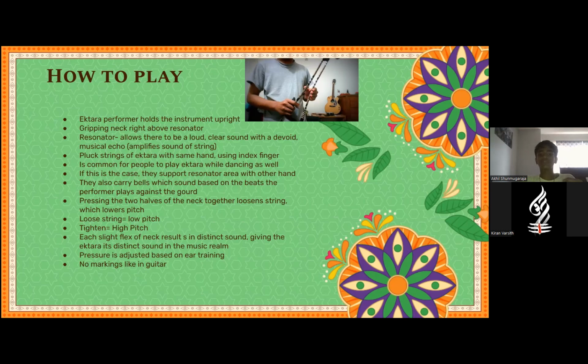Pressing the two halves of the neck together on the Ektara loosens the string, which allows you to lower the pitch. If you loosen the string, you get a lower pitch, while if you tighten it, you get a higher pitch. Instead of tuning like guitars, each slight flex of the neck results in a distinct sound, and there's no specific tuner which you can simply rotate. Pressure is adjusted based on ear training, and there are no markings like there are on a guitar. As you play it more and more, you can understand where each part is.